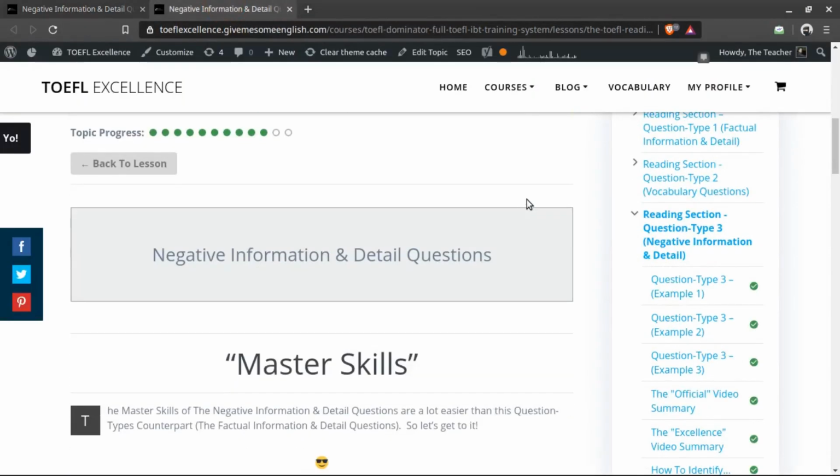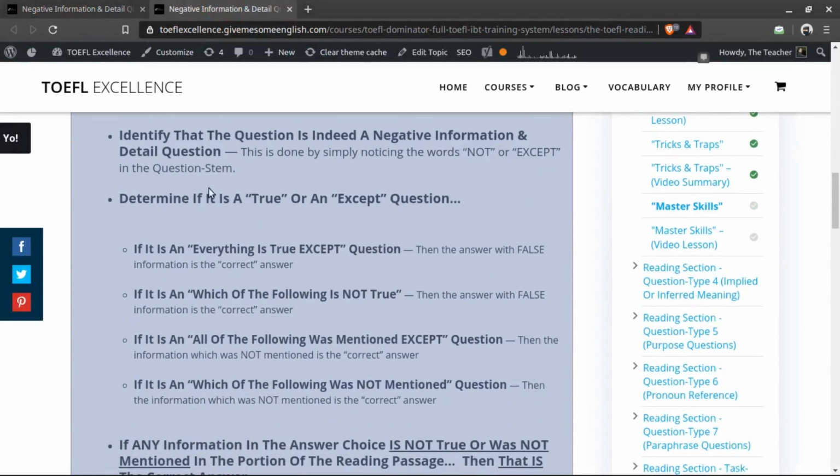As far as the master skills for dealing with those, first of all, you have to identify that it is a negative information and detail question. Like I said, you will see either the word not or the word except in the question stem, and it will always be capitalized. So then you'll know immediately that it's a negative information and detail question. Next, you determine if it is a true or a mention question. As I mentioned before, if it says all of the following is true except, or all of the following was mentioned except, there you're looking for the false information. There you're looking for information which was not mentioned.